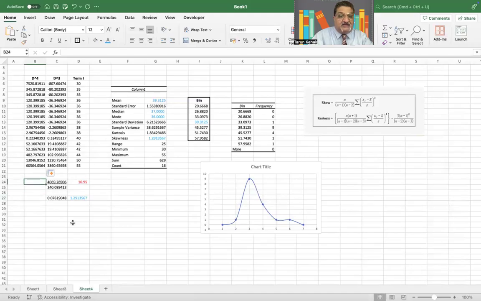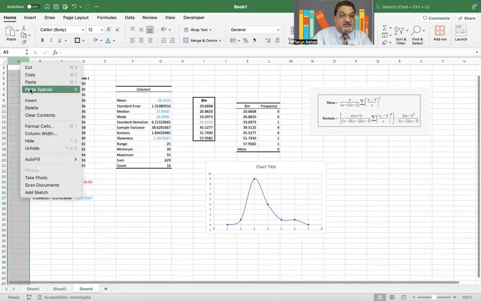So let's do that. So summation of xi minus x bar to the power of 4 is in the numerator, and standard deviation to the power of 4 is in the denominator. And then there is this bias factor, which is n into n plus 1 divided by n minus 1 (15) into n minus 2 (14) into n minus 3 (13). So that's how you get the bias factor.